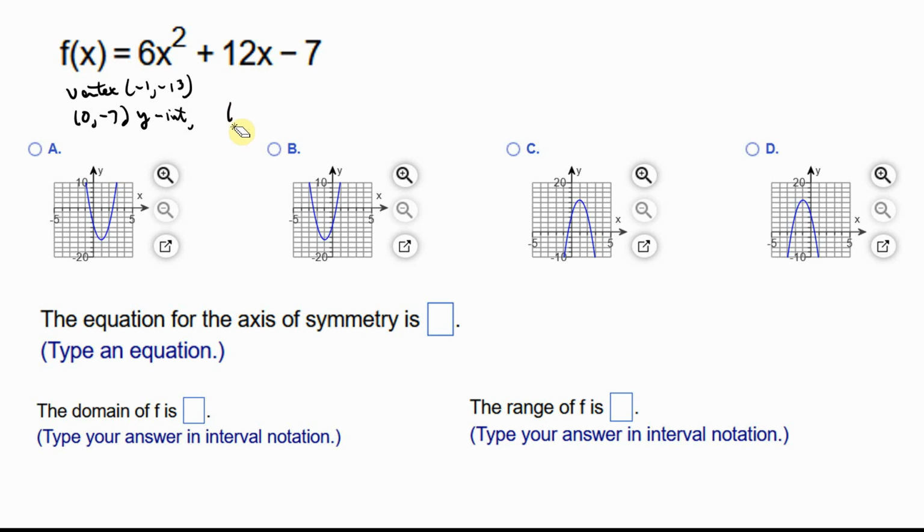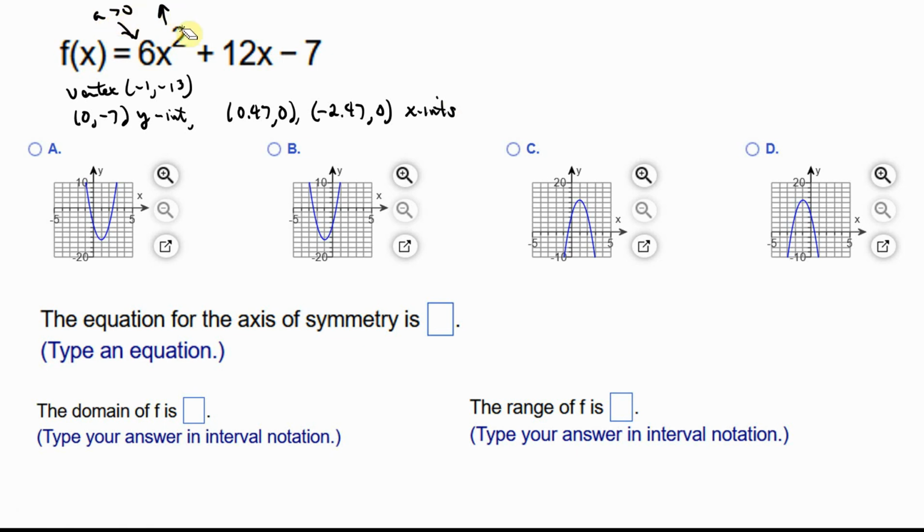And then we had 0.47 comma 0, and was that negative 2.47? Yes, sir. Okay, thank you. Comma 0, and those were our two x-intercepts. And here the a is 6, it is positive.